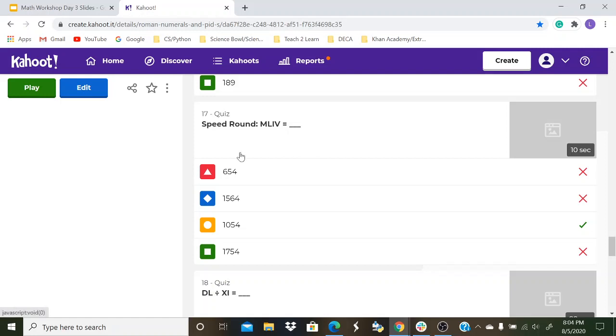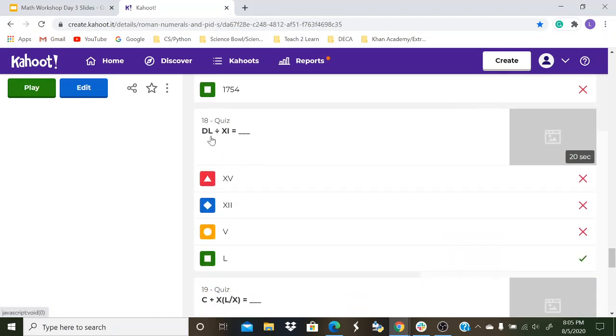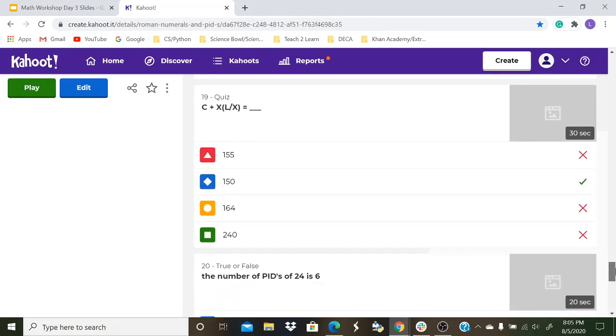Now this is a speed round, so it'll be less time, but for the same type of questions. So MLIV, that's 1,000 and 50. L is 50, and then that's 4, so 1,054. And then DL divided by XI. So DL is 550 divided by XI, which is 11. So 550 divided by 11 is 50, also known as L, written as L in Roman numerals.